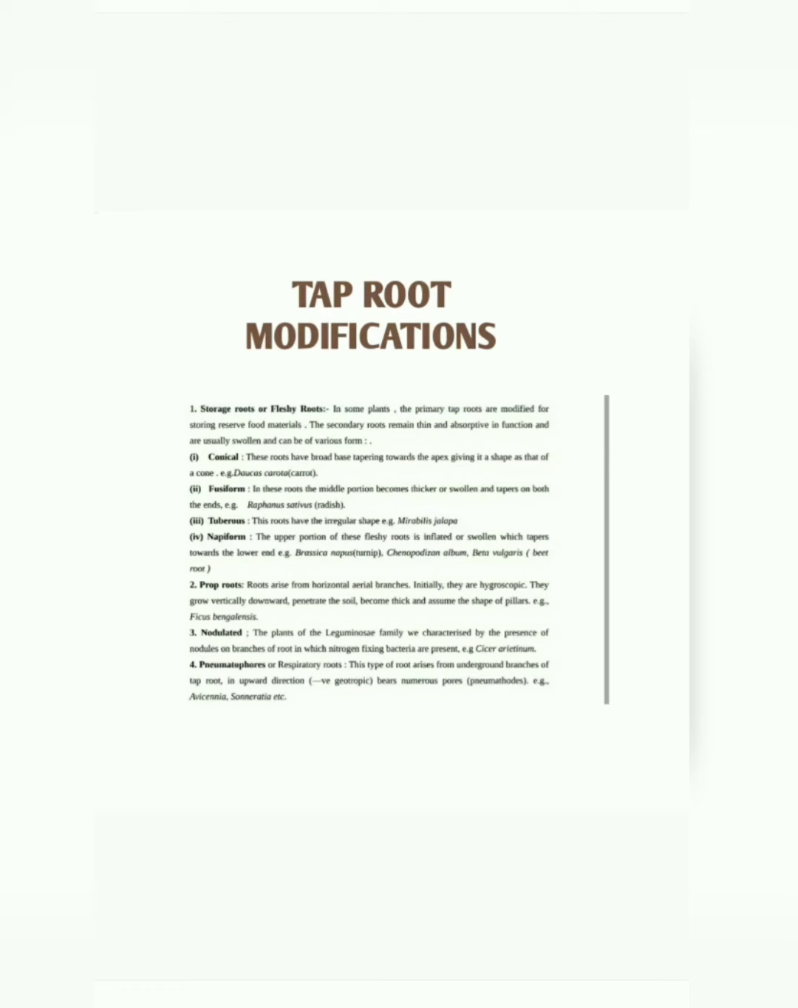Third type is nodulated roots. See, the plants of Leguminosae family are characterized by the presence of nodules on branches of root in which nitrogen fixation bacteria are present. Example, Cicer arietinum. What is the example of nodulated roots? Cicer arietinum. So all the members of the Leguminosae family have these root nodules. They have nodules present on their roots.